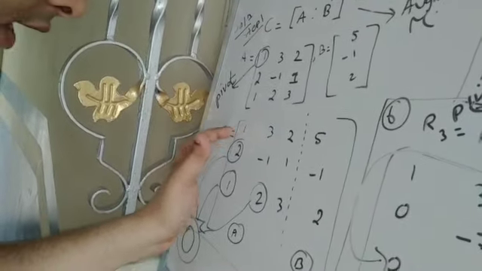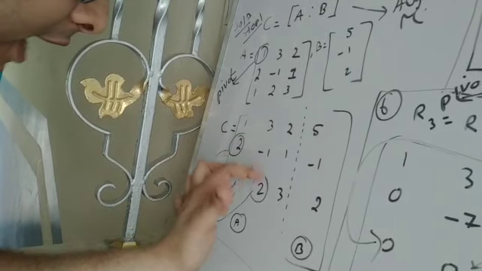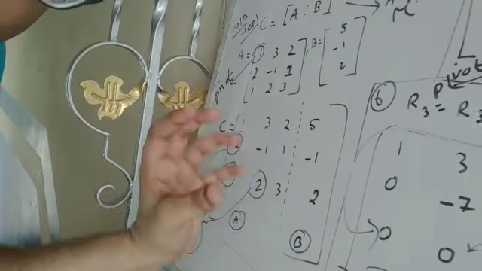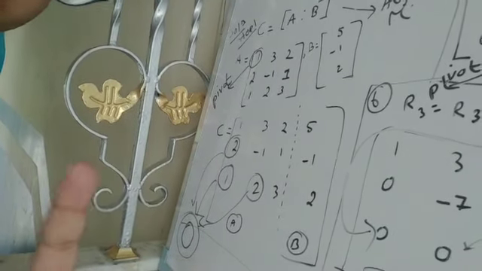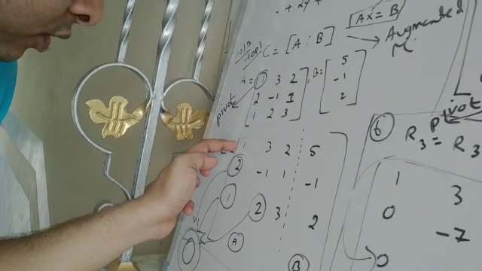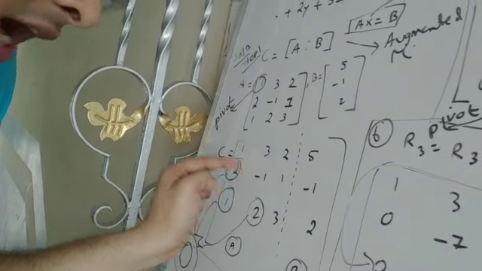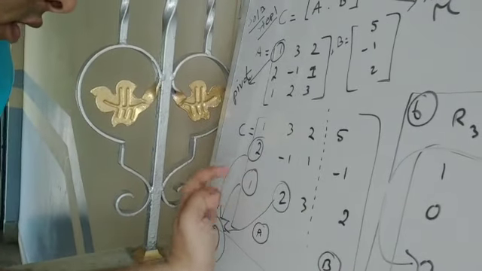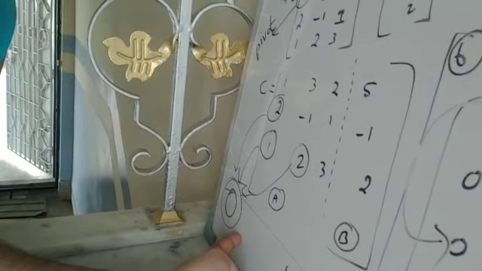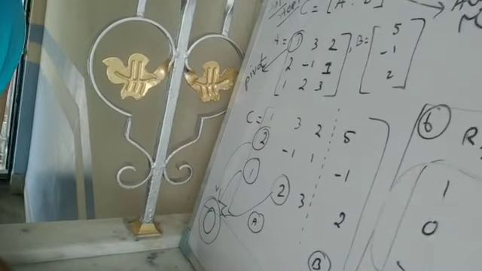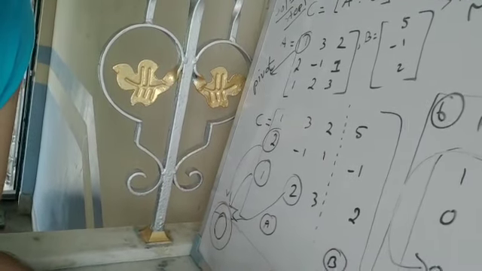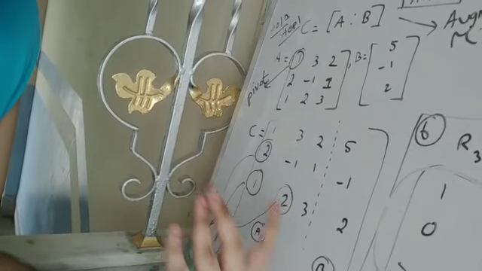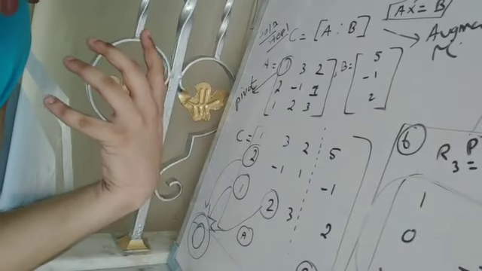Now your objective is to make the elements under the diagonal elements 0. Remember this: you need to make the elements under the diagonal elements 0. That means you need to make this one 0, this one 0, and this one 0. You need to make all three 0. That means we are basically converting the matrix to an upper triangular matrix. This is the main objective of this method.